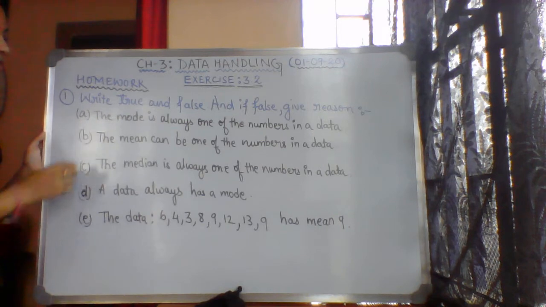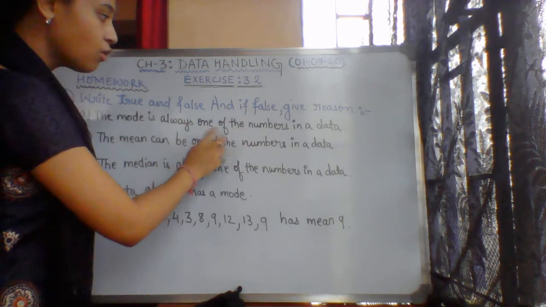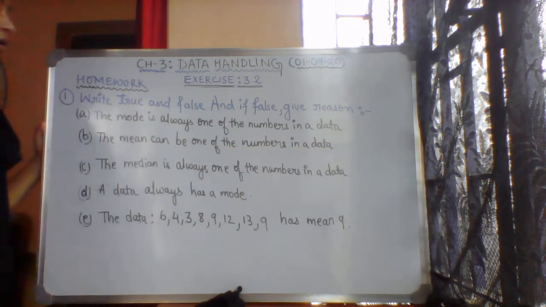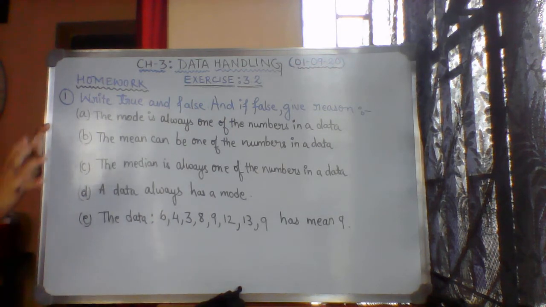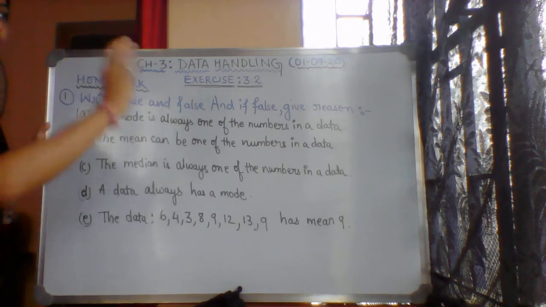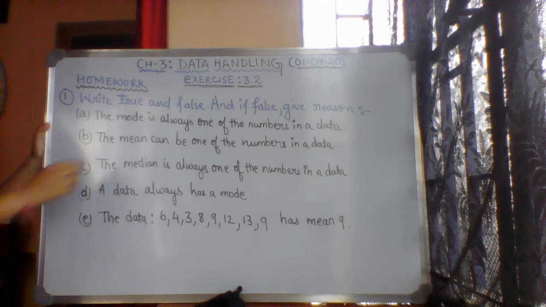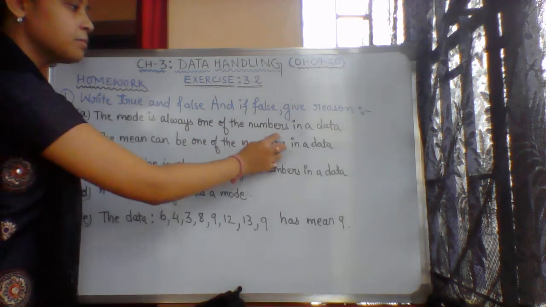So first one is: the mode is always one of the numbers in a data. Okay, so you have done so many questions, so you go through those questions and see whether the mode is always one of the numbers in a data.